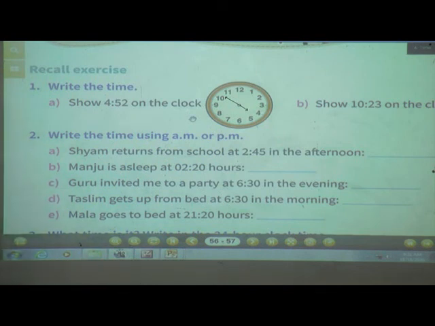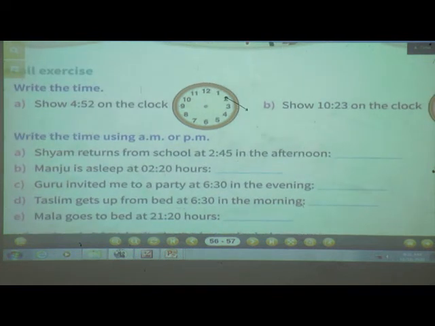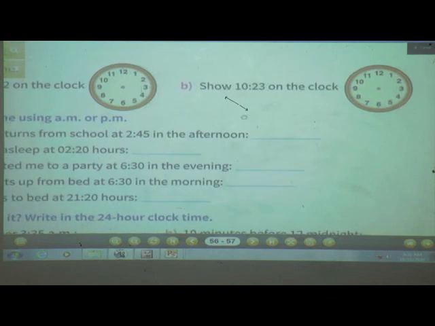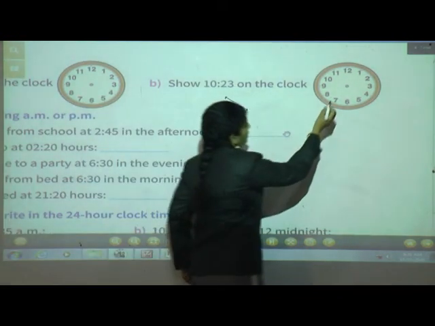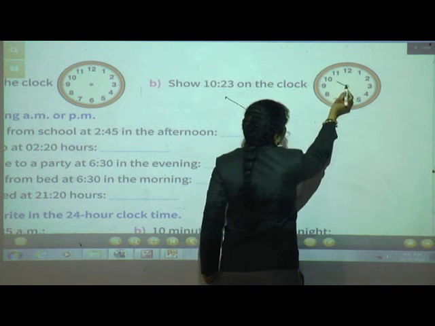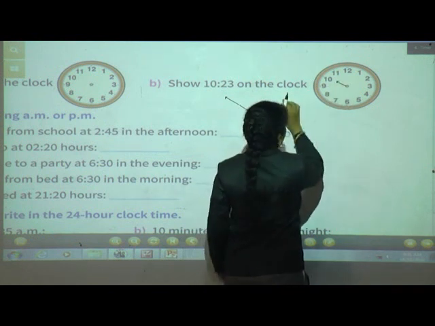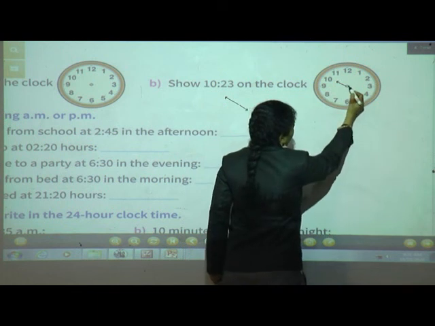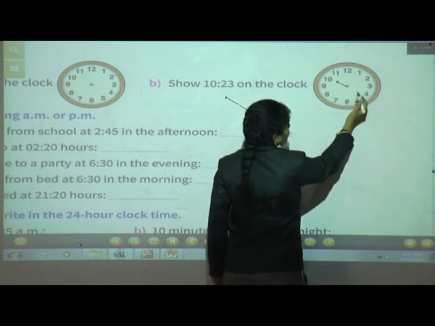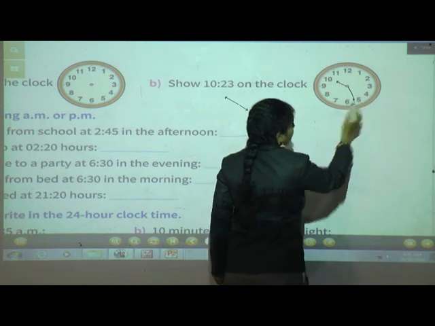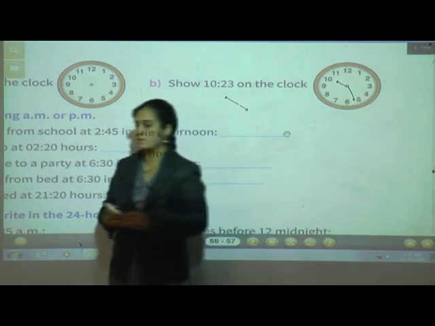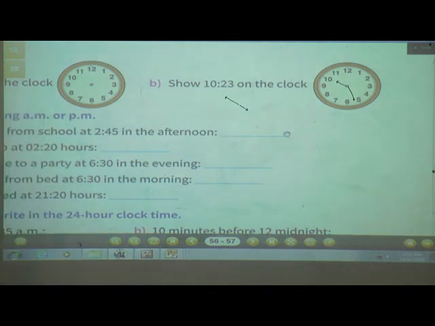Now show 10:23 on the clock. For 10 we use the short hand, and for 23, here it is between 5 and 6. Count 3 divisions after 5. Yes? Okay. Now next question.